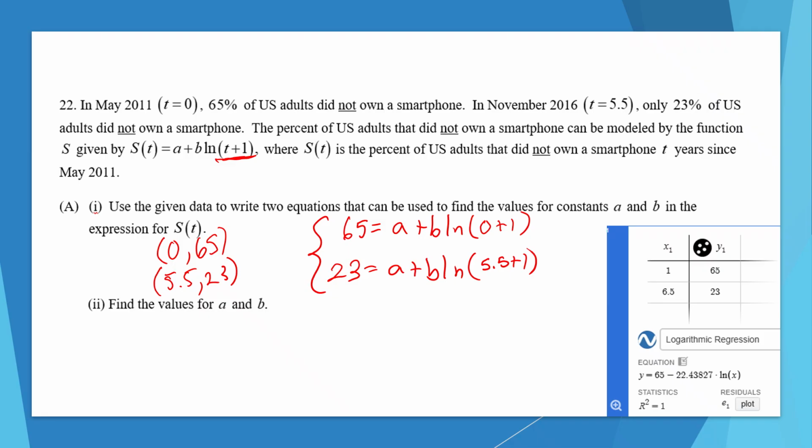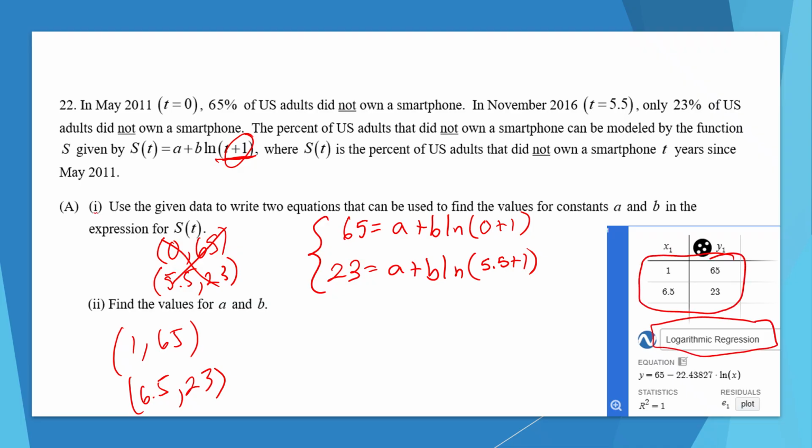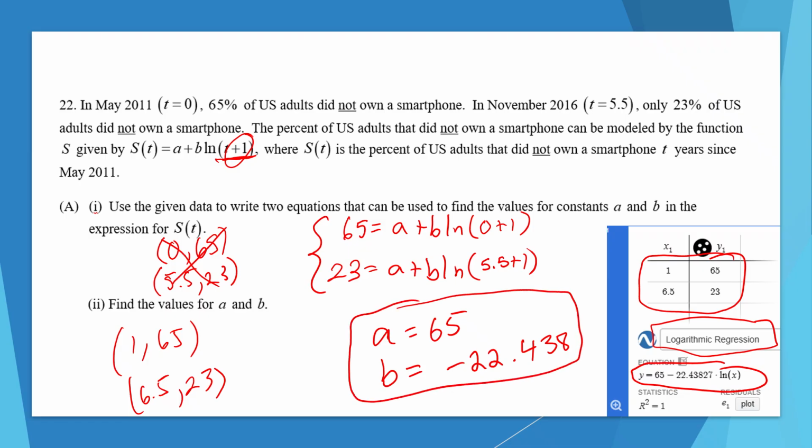Part 2, find the values of a and b. This is simply done using Desmos. Remember though, you have to use these points, not these, but you need to use 1, 65 and 6.5, 23. So no change to the y values, but for the x values, add 1 because you see that plus 1 there. Those are the 2 points you're going to plug in. Click logarithmic regression. This is your equation. And so here you should get a to be 65 and b to be negative 22.438. And that is going to be our answer there.